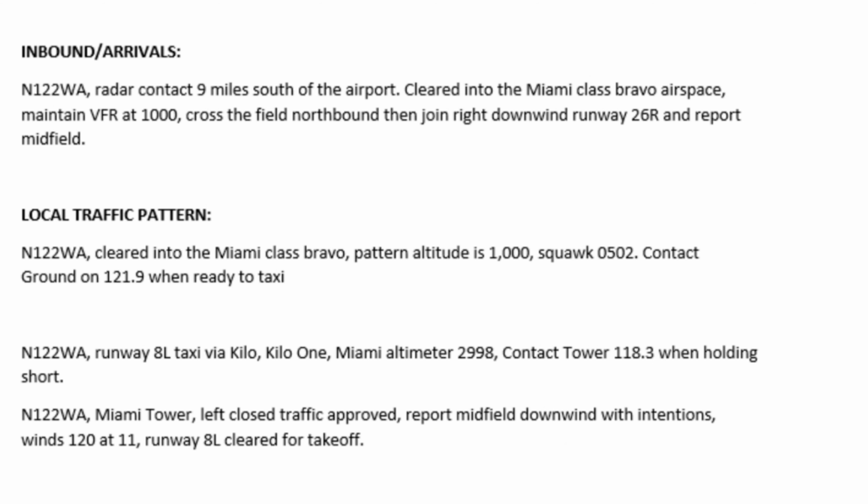And the intentions can be, for example, okay, November 122 Whiskey Alpha on midfield downwind for touch and go, or a low pass, whatever he wants to do. Yeah, so for phraseology, that's it. It's pretty simple. It's pretty easy to understand.